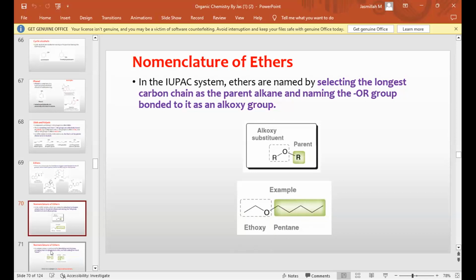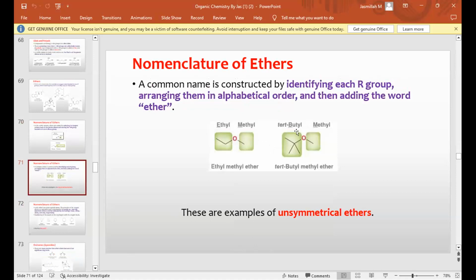Another way that we can name ethers is alphabetically. For here we have ethyl on one side and methyl on the other side, so it becomes ethyl methyl ether. We name them alphabetically, where you see we started with E, then M. Then for this one, butyl, so it becomes tert-butyl. For this one, this is an exception. We don't say methyl tert-butyl; we follow this butyl here, so it becomes tert-butyl methyl ether.